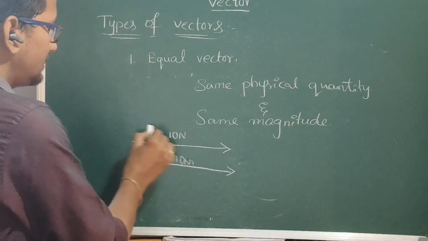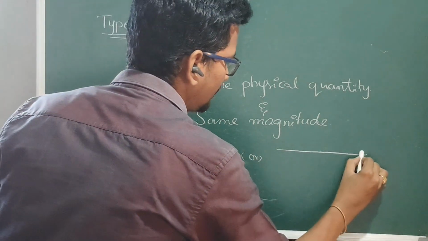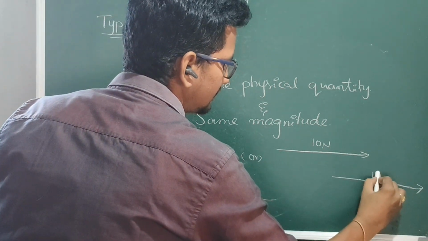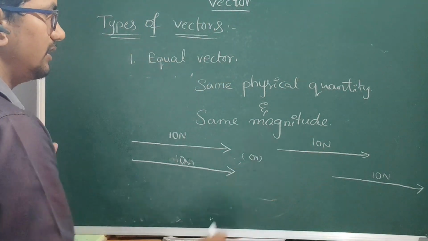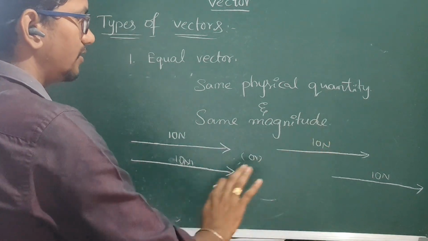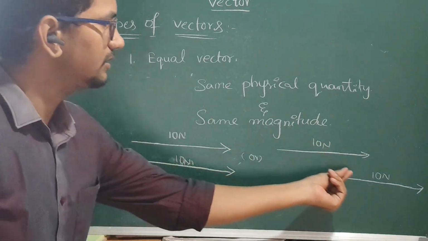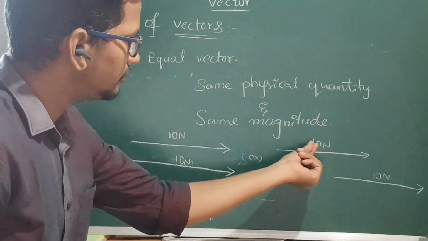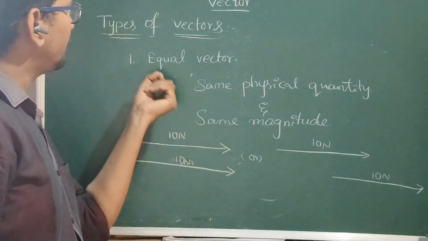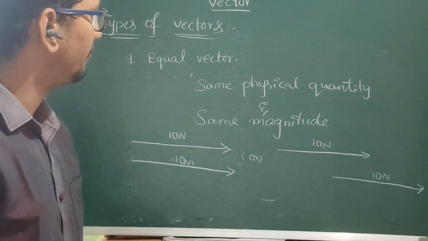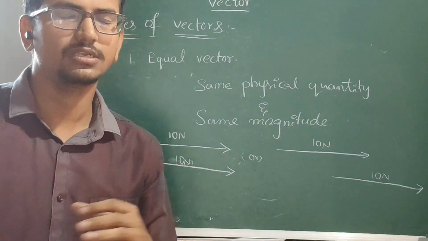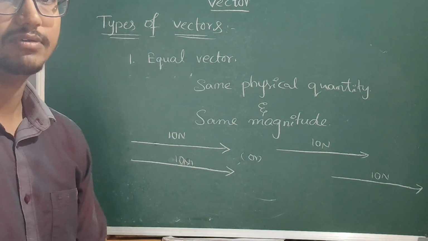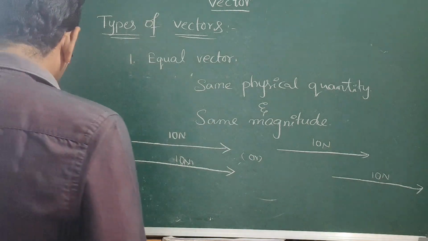Or we can write it like this, or the vector 10 newtons. Whatever the direction will be, it's the same physical quantity and the same magnitude: 10 Newton, 10 Newton. Newton is a unit of force, so it's the same physical quantity, and the same magnitude, the same number. That's the equal vector. What is the equal vector? A vector which has the same physical quantity and the same magnitude is called an equal vector.